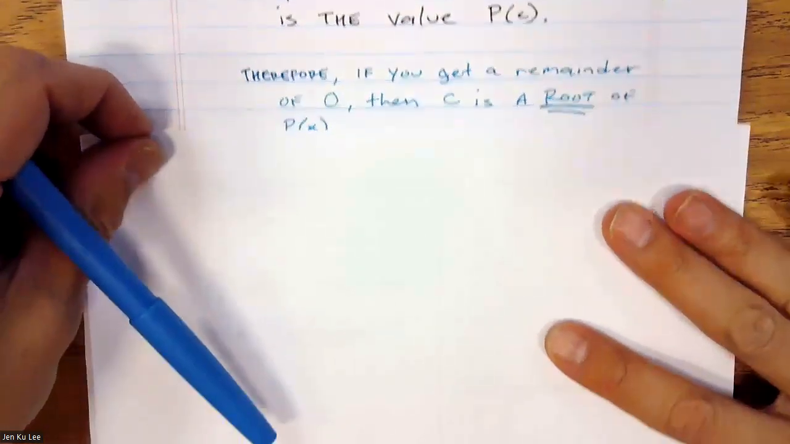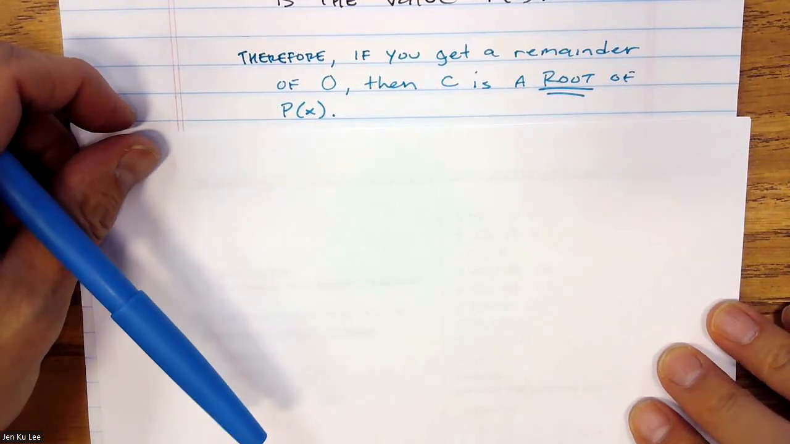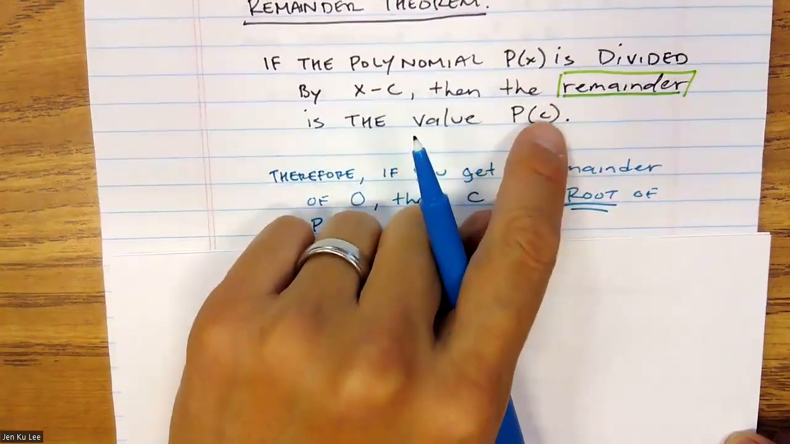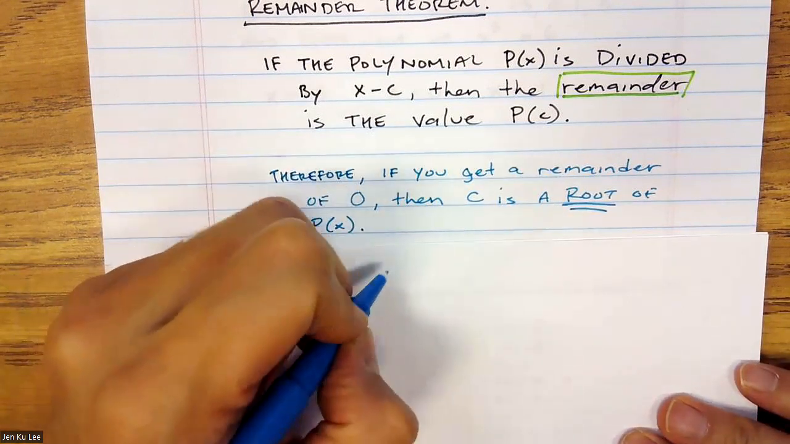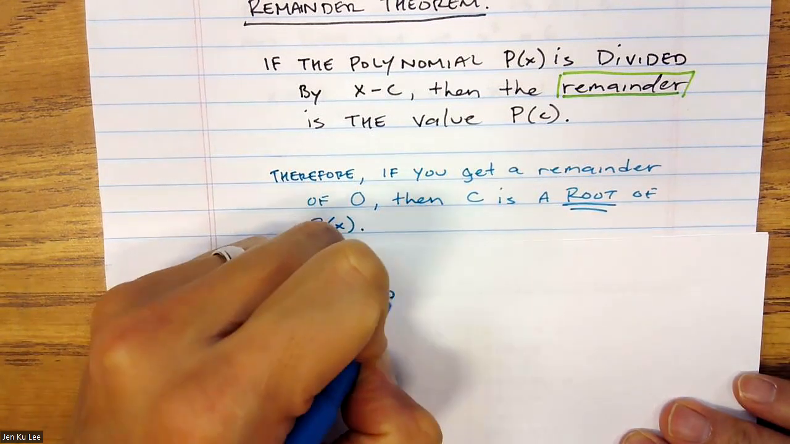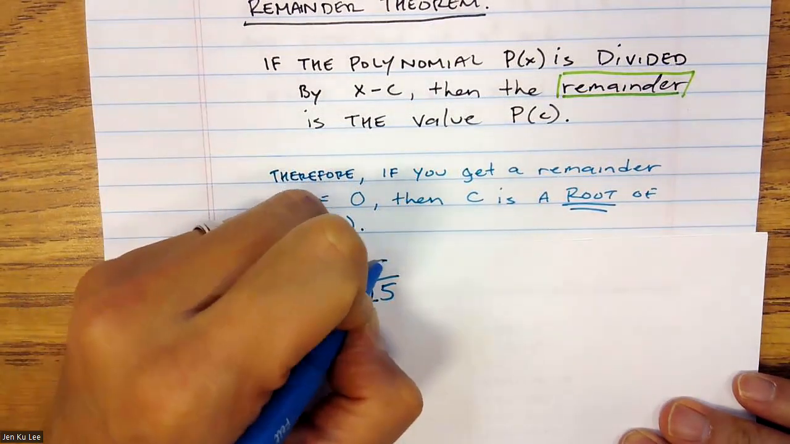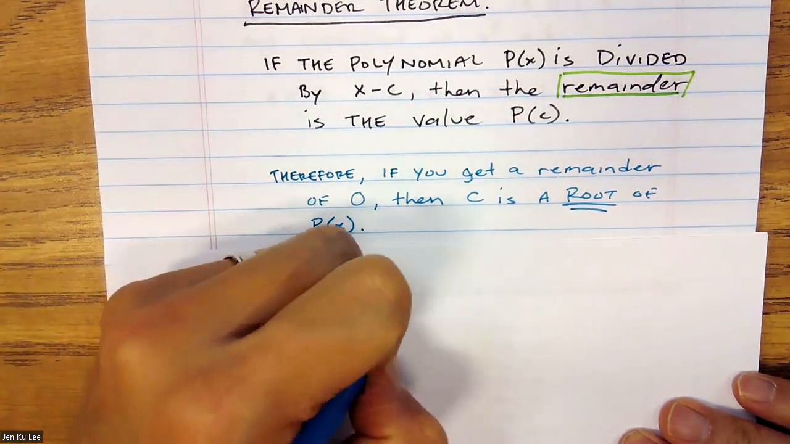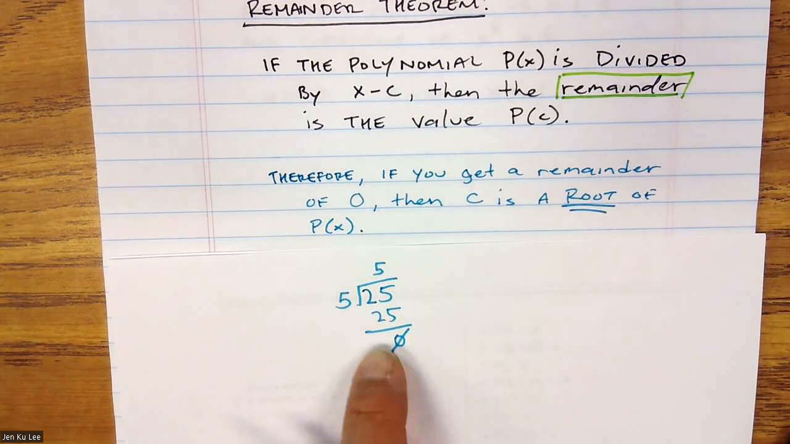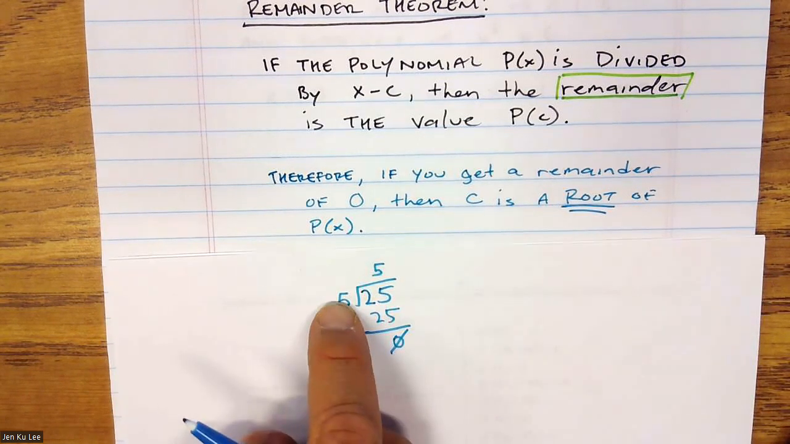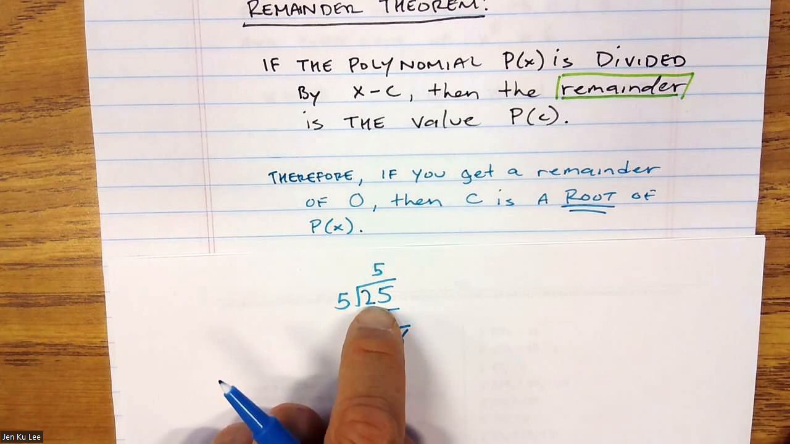Just know that if you get a remainder of 0, then whatever you just plugged in is actually a root. For example, an easy example: 25 divided by 5, we all know, is 5, because the remainder is 0. Whenever you get a remainder of 0, that means that number, 5, goes into what you just divided from.